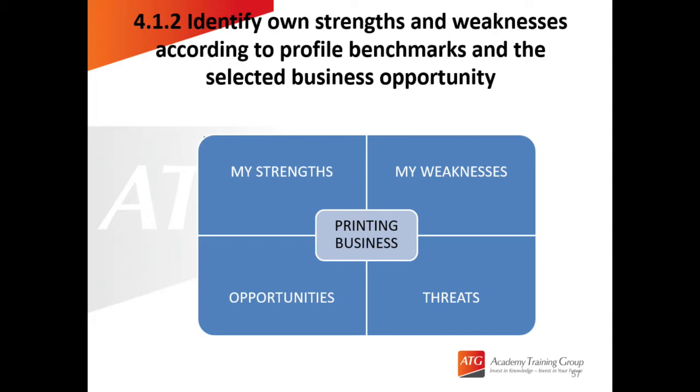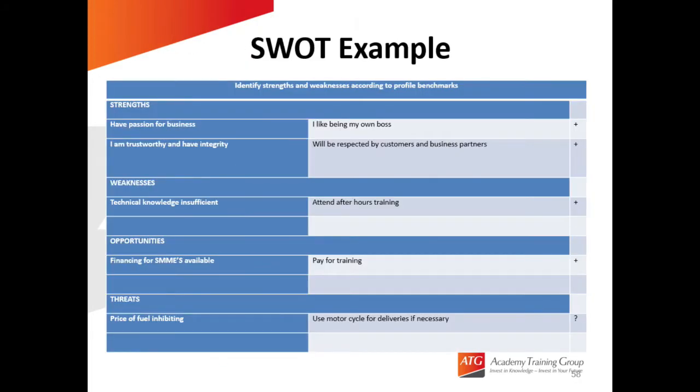This is an example of a printing business that they've used here. Here, once again, like in Module 3, is an example of a SWOT analysis. And here you can see the example of the strengths that they've actually identified, as well as the weaknesses, as well as opportunities, and also threats.